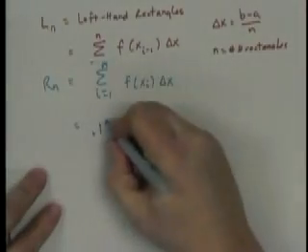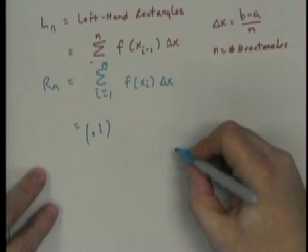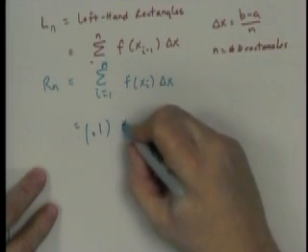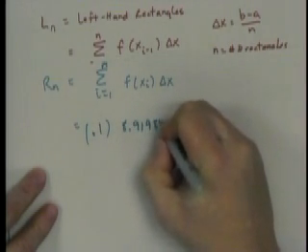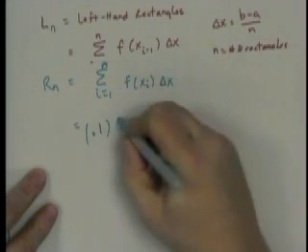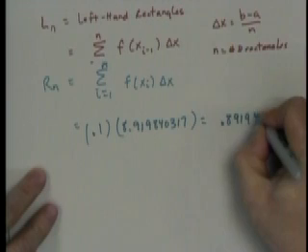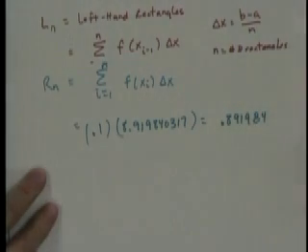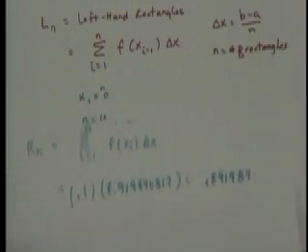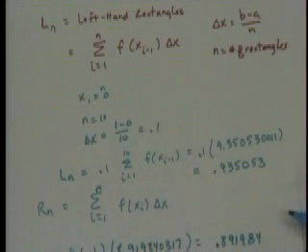So I still have the 0.1 as the width of the rectangles, and when I add up the sum this time, I get 8.919840317, which gives me 0.891984.